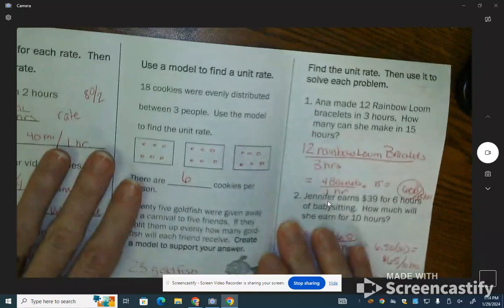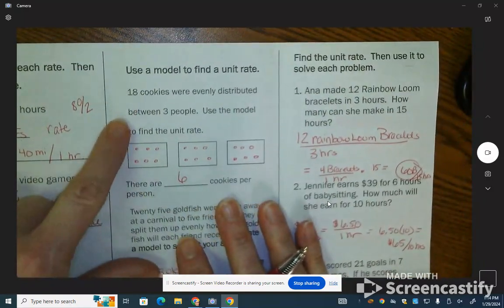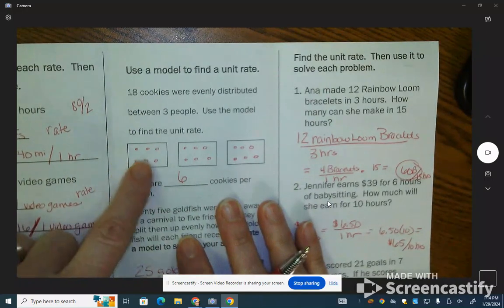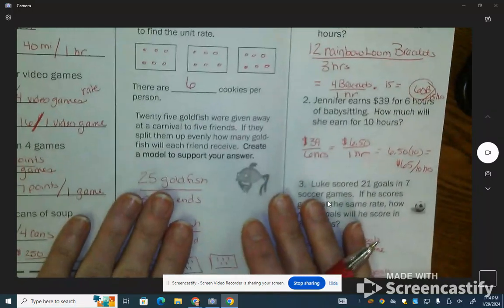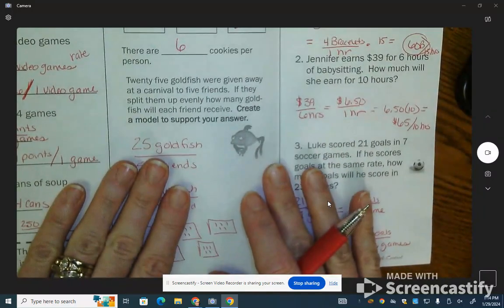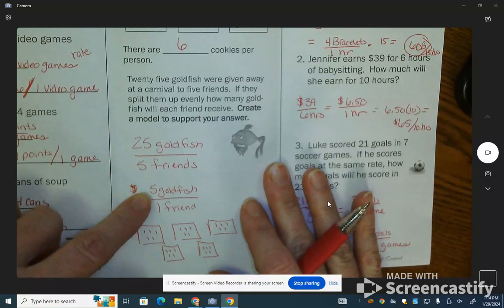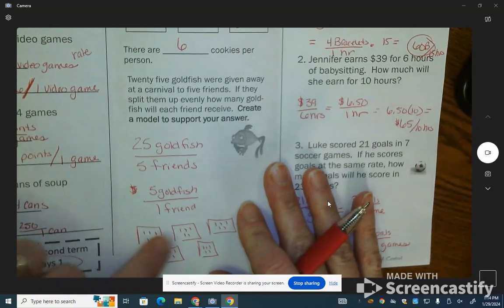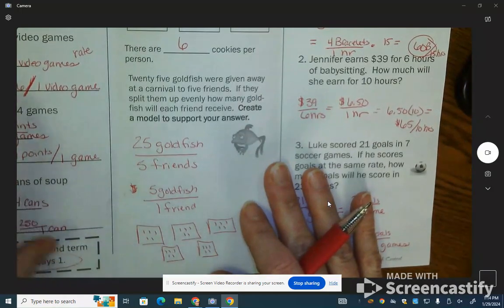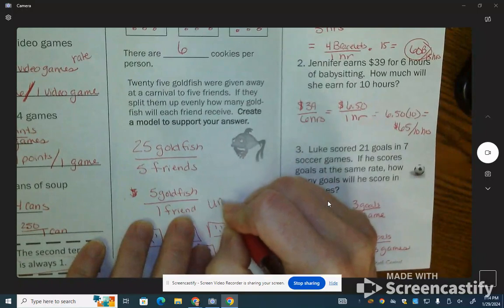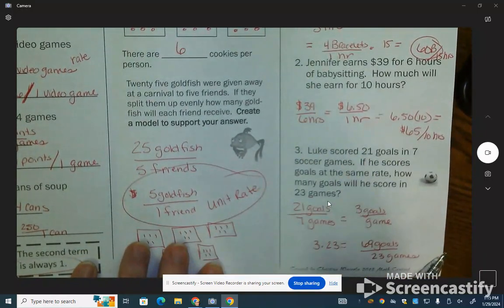Now the 2 middle examples are basically word problems. So this is 18 cookies shared among 3 people. When you divide or share them, you would get 6 cookies per person. Then we have this one down here that has 25 goldfish for 5 friends. If you divide that out, you get 5 goldfish per friend, or you can model it by putting 5 friends and 5 goldfish in each until you are finished. So this is your unit rate, the most important one that we're looking for, okay?